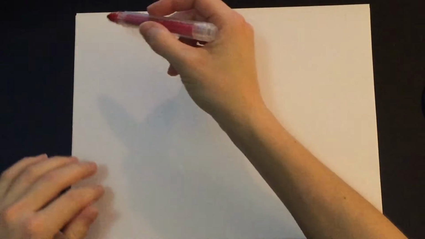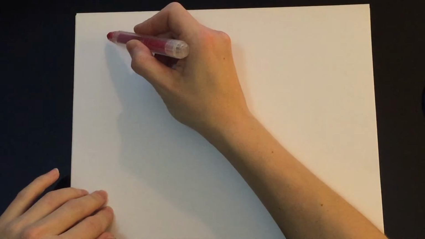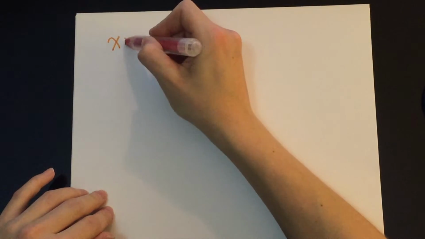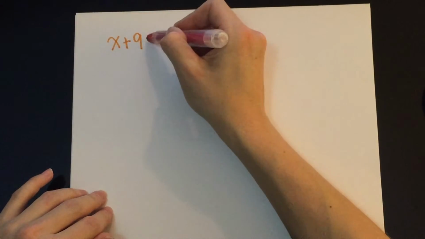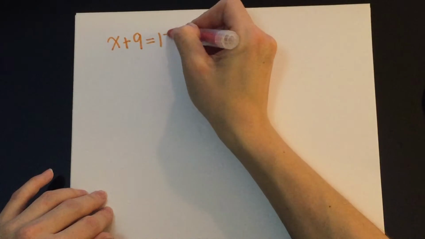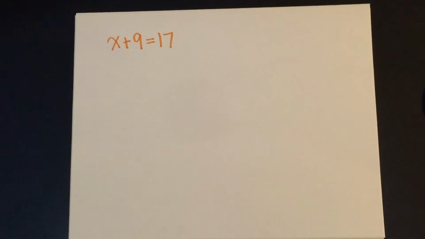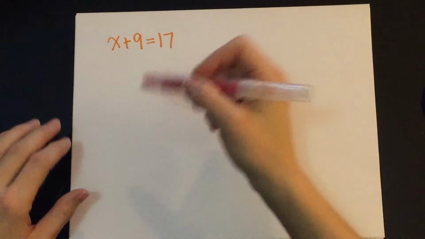Okay guys, we are going to be solving equations using a flow map. We'll start off with this equation, x plus 9 equals 17. Now I know that's easy enough to figure out that it's 8, but since it's one of those easy ones that you can just look at and go, that's 8, I figured it would be a good one to start with so that you can see that the flow map is a plausible way to solve equations.